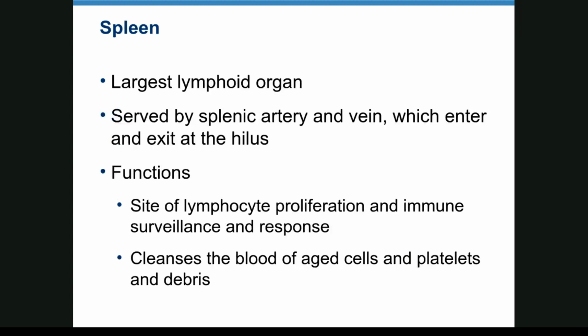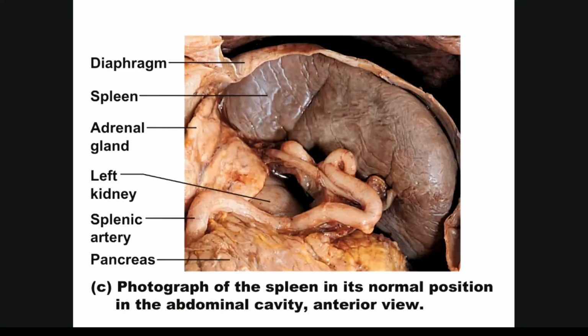Now, the spleen is the largest lymphoid organ. It's served by the splenic artery and vein, which enter and exit at the hilus. It is a site of lymphocyte proliferation. It also removes old blood cells, platelets, and debris. So it's very important for your immune system, though you can live without a spleen. If the spleen ruptures, it's extremely vascular, and you can bleed to death.